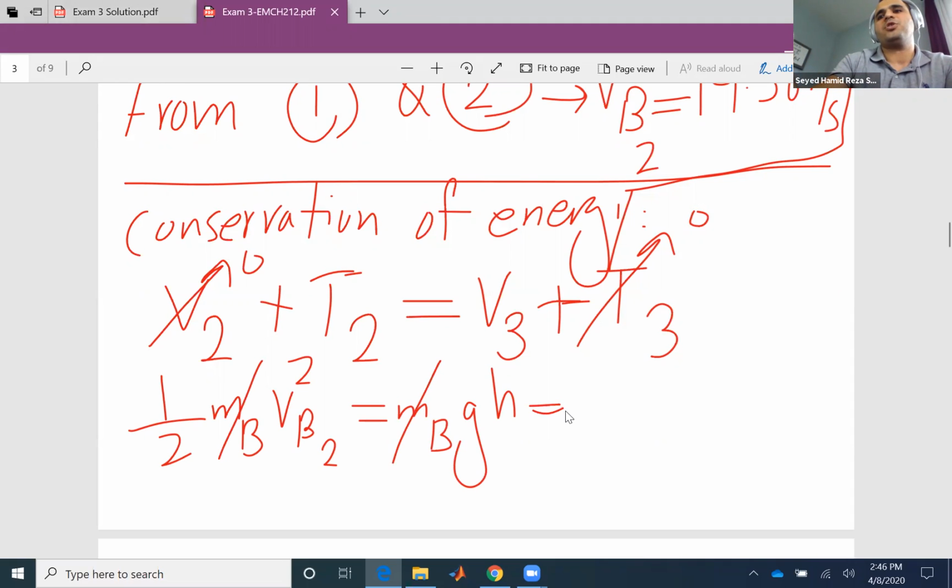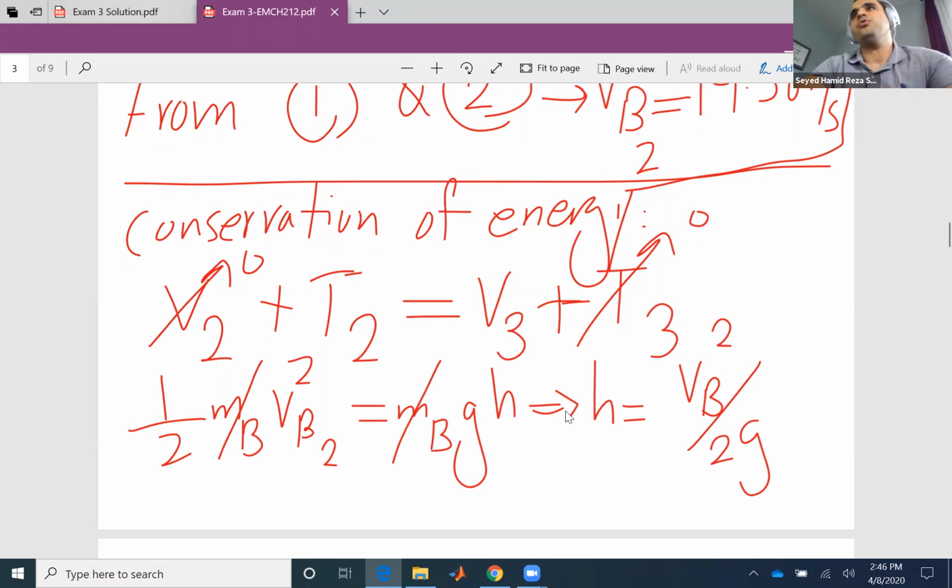We need to find h. So that would be v_B2 squared over 2g. After we plug in the value, we have the value for velocity at B. We have, of course, g. h would be 3.2.